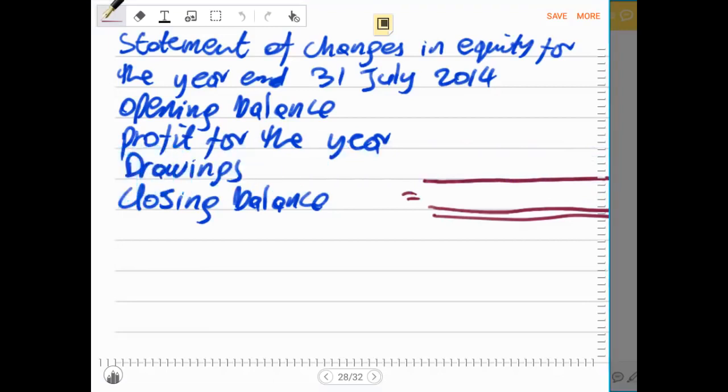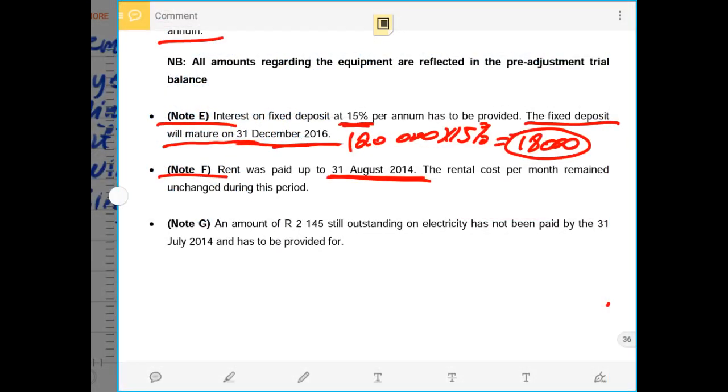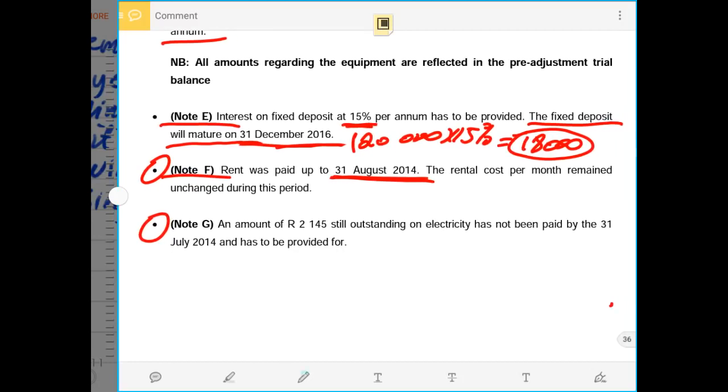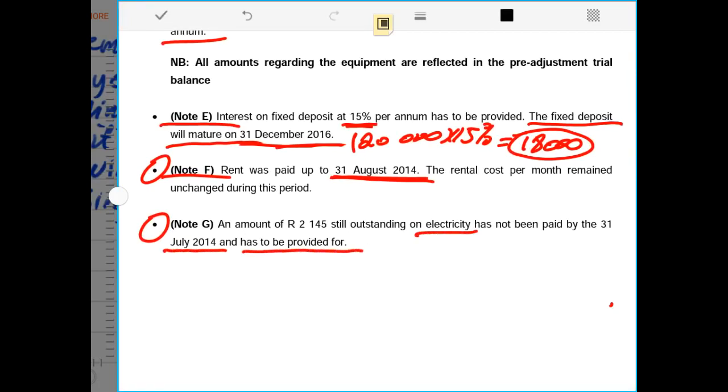Then after now we can go again to our adjustments. So now we have captured this adjustment both in the balance sheet and in the income statement. So now let us come to the last adjustment. The last adjustment says an amount of 2,145 still outstanding on electricity has not yet been paid by 31st of July 2014, and it has to be provided for. So now it means an amount of electricity by the end of the year was not paid. That means we have an accrued expense, and accrued expense is a liability.